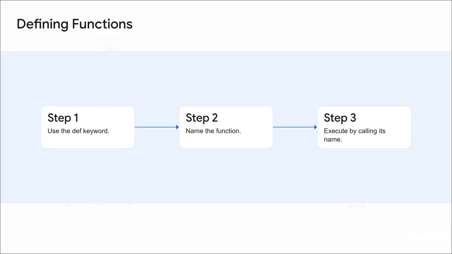Once you've written your block of code inside, you move to step 3, which is execution. See, your function won't actually do anything at all until you specifically tell it to run, which you do by simply calling its name anywhere else in your code.